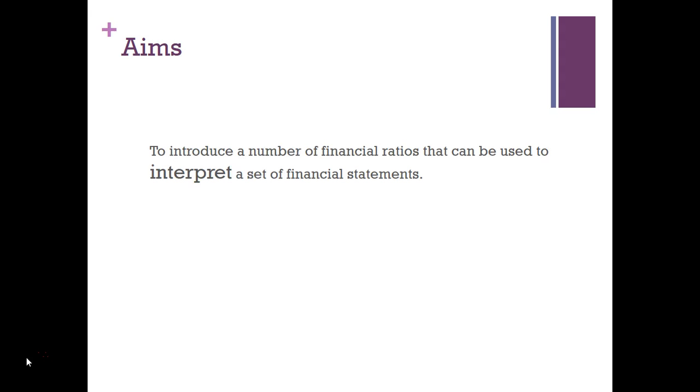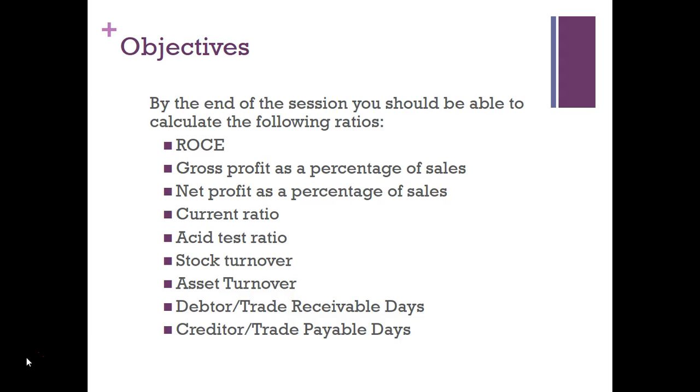What are the aims? Our aims are to introduce a number of financial ratios that can be used to interpret a set of financial statements. I've said watch the videos before class, but see what you can do. That's always helpful. You can watch them whenever. So these are the ratios that we're going to end up looking at. And by the end of all the videos, you should be comfortable with the gross profit margin, the net profit margin, the return on capital employed.